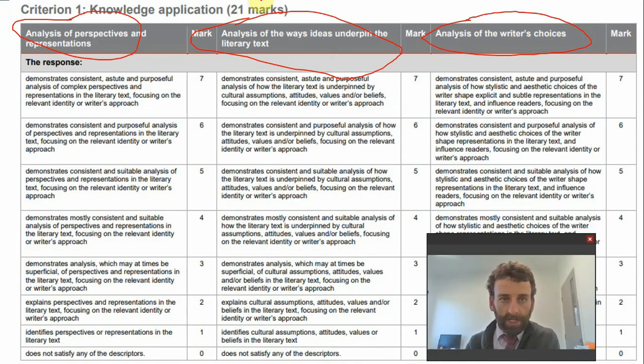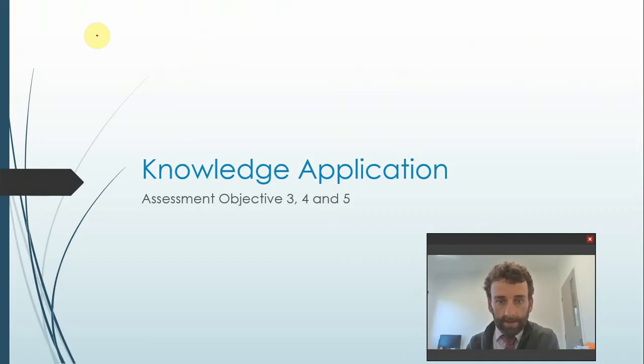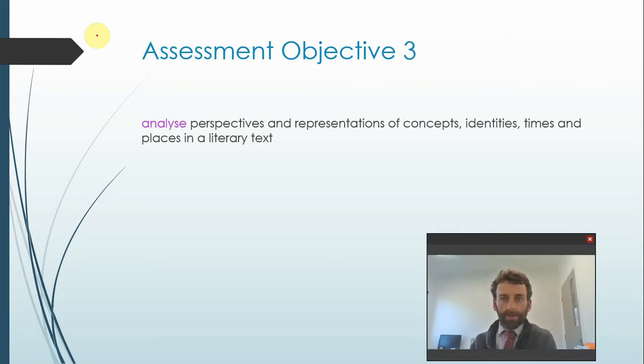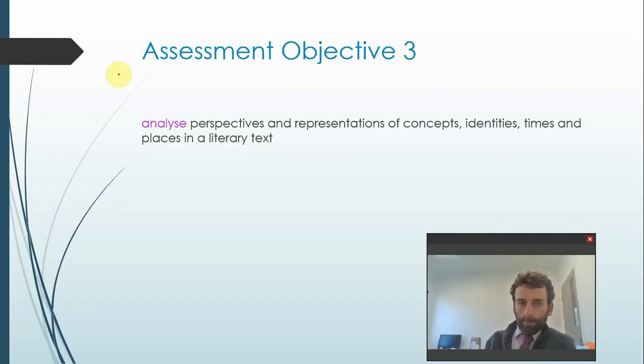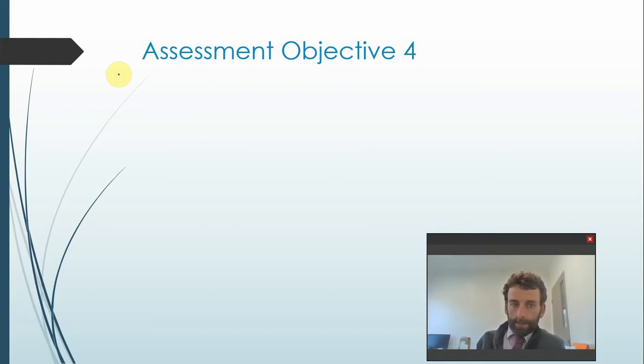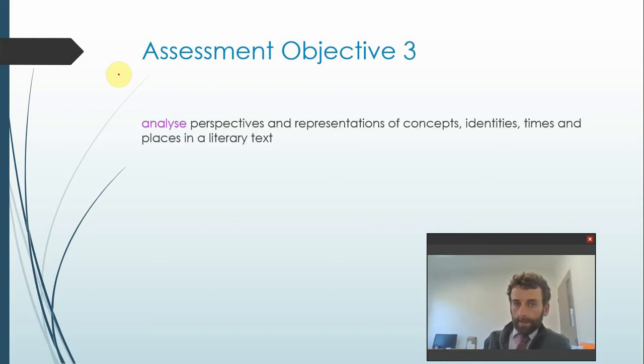So the three assessment objectives that are assessed here, as I said, are 3, 4, and 5. Assessment objective 3, what do you need to do? Analyze perspectives and representations of concepts, identities, times, and places in a literary text. We're looking here at analysis of perspectives and representations. That is pretty much this column here. So assessment objective 3 is here: perspectives and representations of concepts, identities, times, and places in the text.